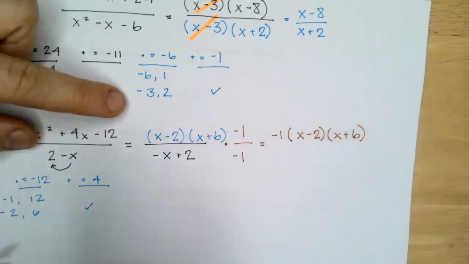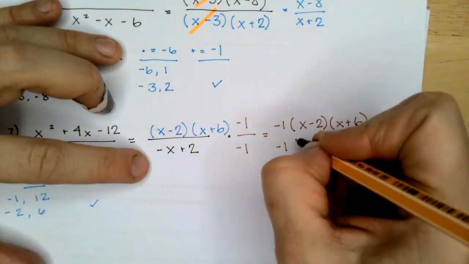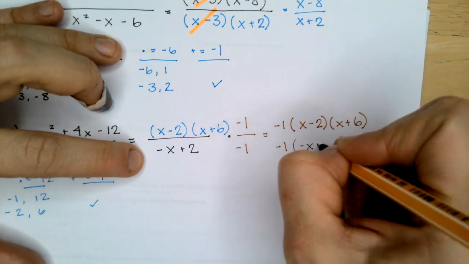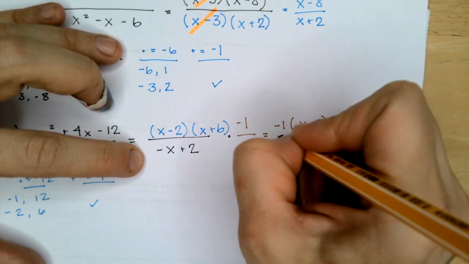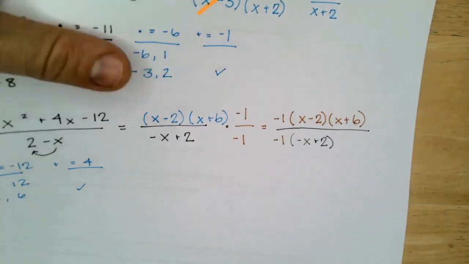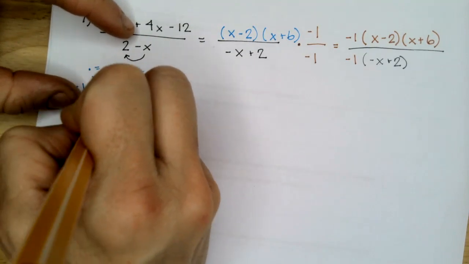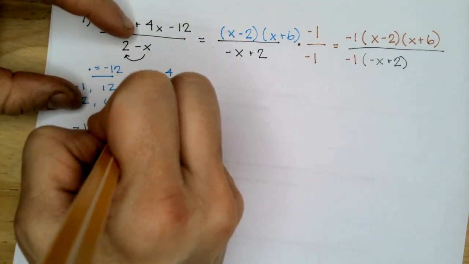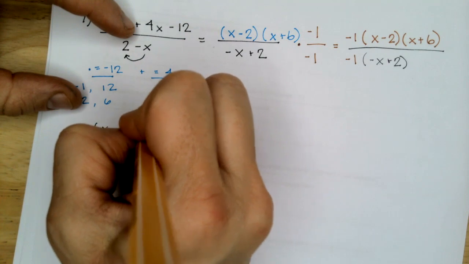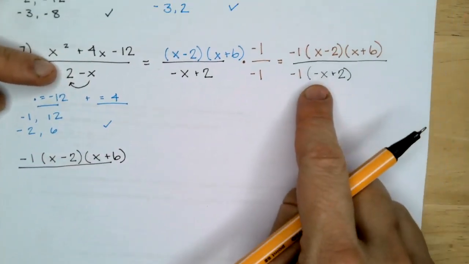So then we had the negative 1, and we're going to distribute it to the negative x plus 2, okay? So keeping all of that the same. Now on the top you have negative 1 times x minus 2, times x plus 6 over, and I'm going to distribute that negative 1 now.